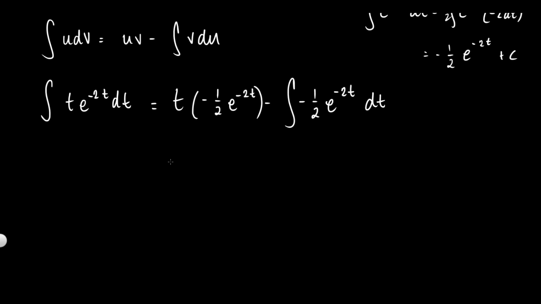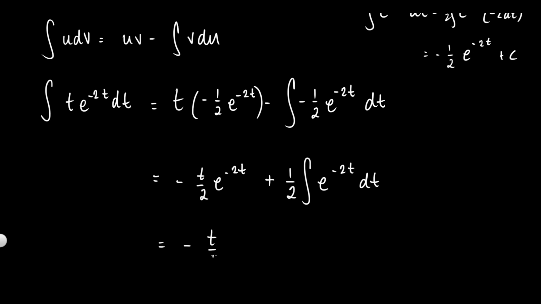Okay, so solve. Minus t over 2, e raised to minus 2t. Then, labas natin yung 1 half dito, so positive na yan, no? Positive 1 half times the integral of e raised to minus 2t dt. Okay, ito parehas lang ginawa natin dito kanina. So, ito magiging sagot niya: negative t over 2, e raised to minus 2t plus 1 half, then multiply by negative 1 over 2, e raised to minus 2t plus c.